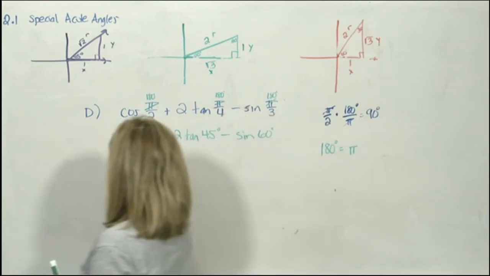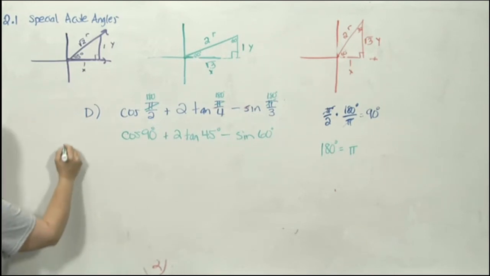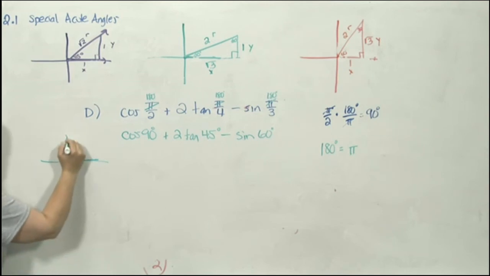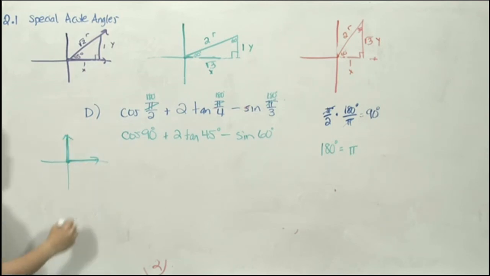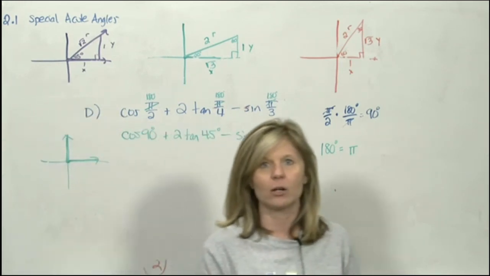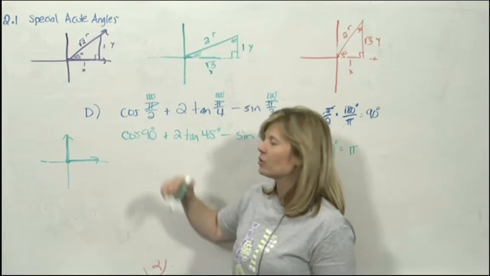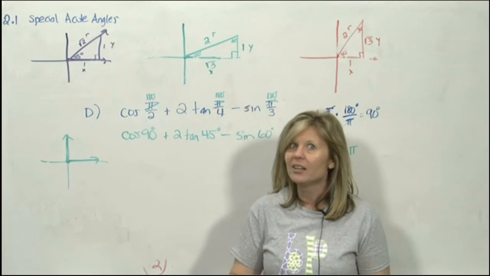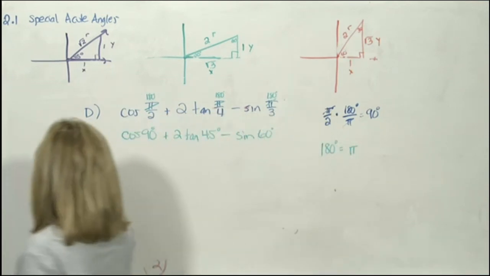What does that mean? It means the terminal ray falls on one of the axes. If I said draw a 90-degree angle, here would be the initial ray, and the terminal ray would land here. And we've already discussed that if the terminal ray lands on one of the axes, there's no way to draw a right triangle. So to evaluate the cosine of 90, we have to look it up on what we call the unit circle.